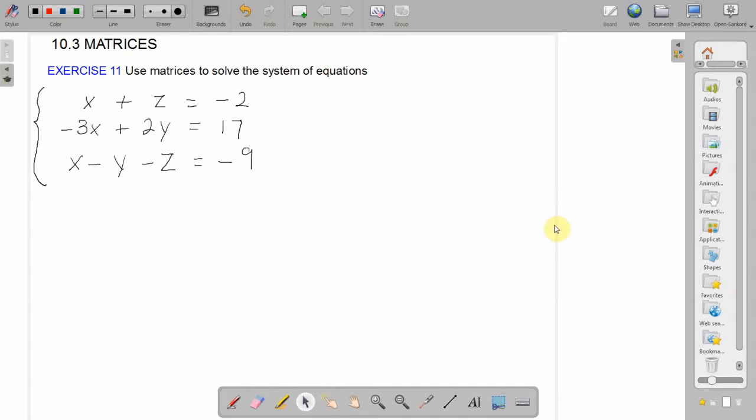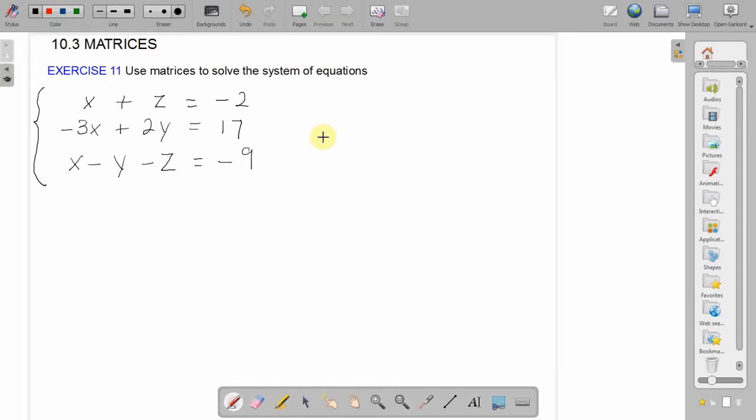Alright, so first we need to put this in standard form. And that means X, Y, and Z. And if there's a variable missing, you put a 0 in it, for example. And the first one, you can see that the Y is actually missing. So I'm going to put a 0 where the Y is.